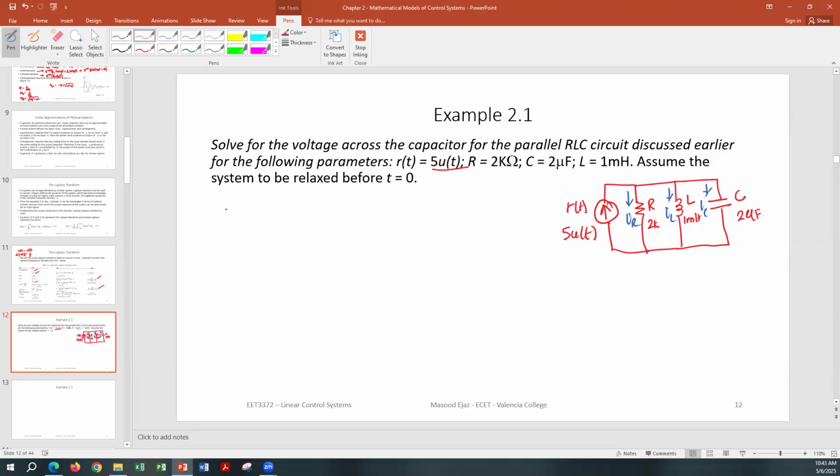All right, so first we write the equation we had earlier, that is i(t) is equal to IR plus IL plus IC, and we are trying to find the voltage across each component. Because the components are in parallel, the voltage is the same. And our i(t) is V over R plus 1 over L integral of V dt plus C dV over dt.